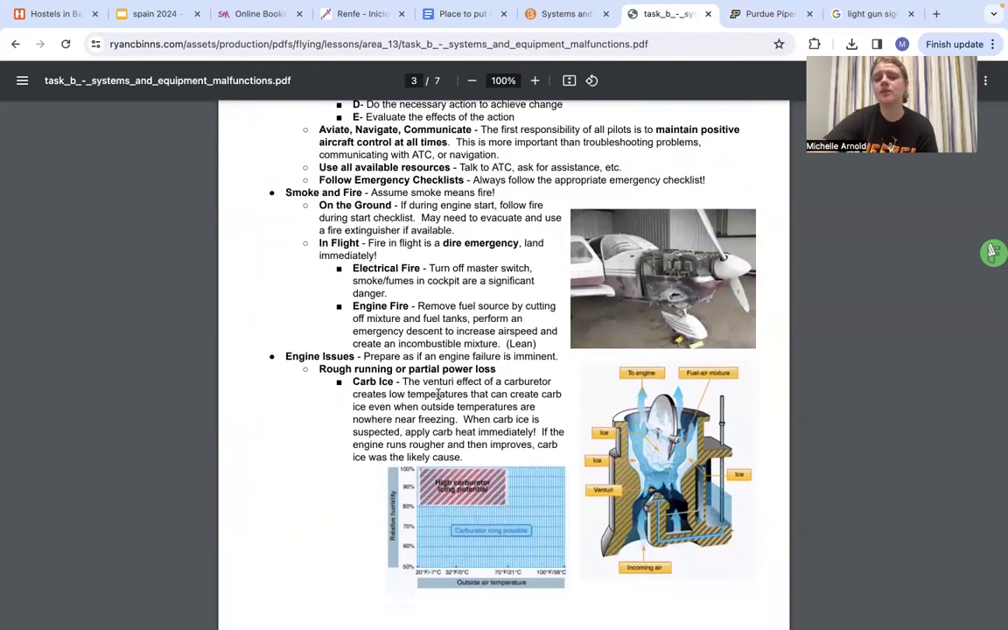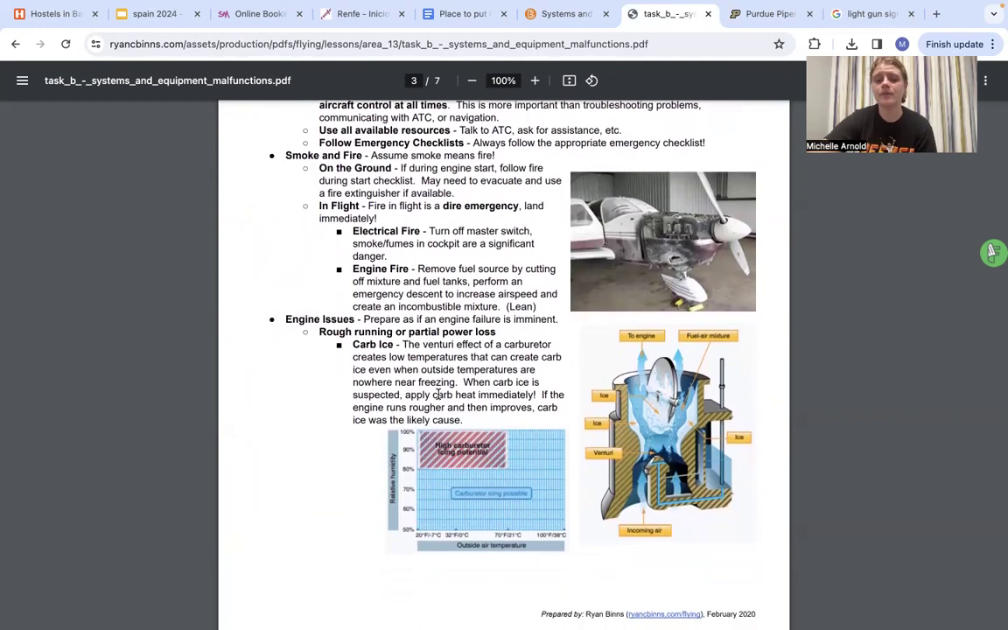All right, so if you are having engine issues, if it's running rough or you have partial power loss, at this point, you should aviate, navigate, communicate. So make sure you're flying the plane, but then you should start heading back to an airport as soon as you notice this, because you should prepare as if an engine failure is imminent. But then you can start troubleshooting.